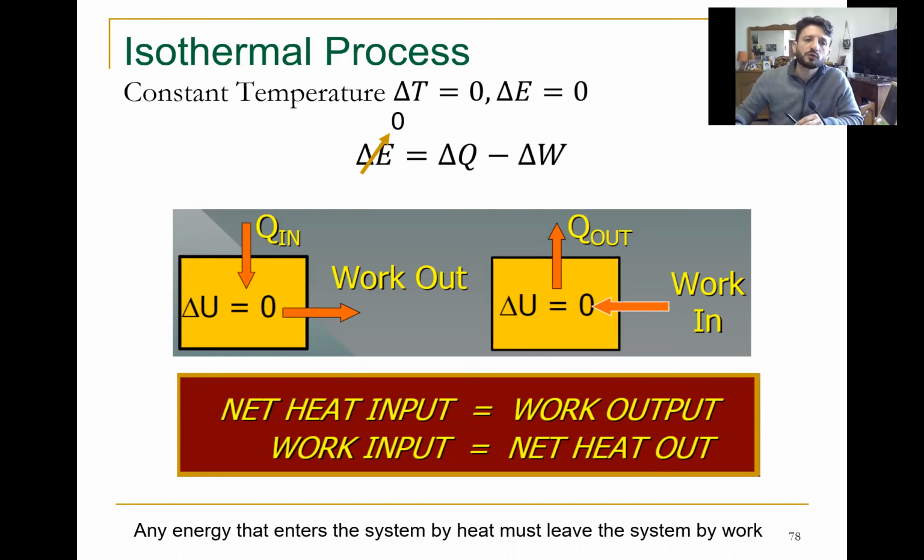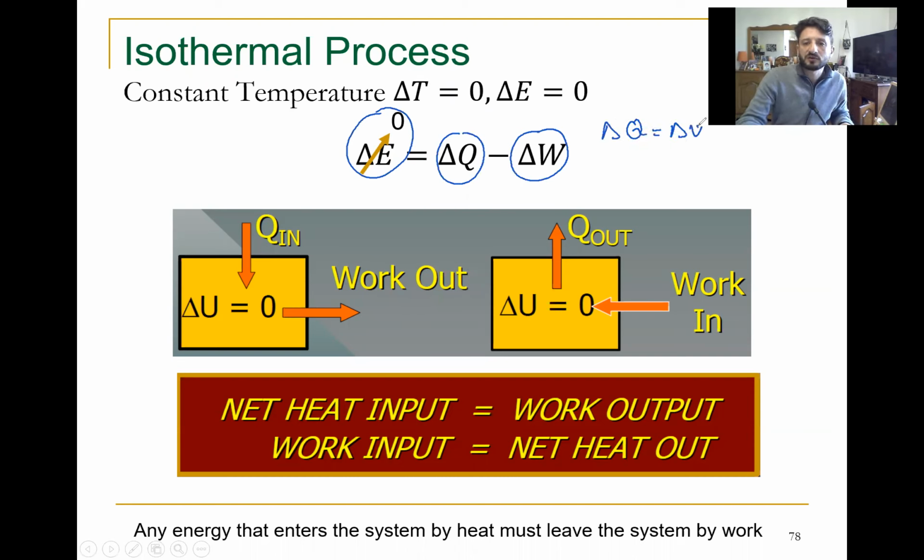Isothermal process. I mean when we have a constant temperature T, if T is constant, in this case E is constant. Delta T equals 0, so delta E equals 0. Okay, so delta E equals 0. In this case, dQ equals dW. You can say directly dQ equals dW.